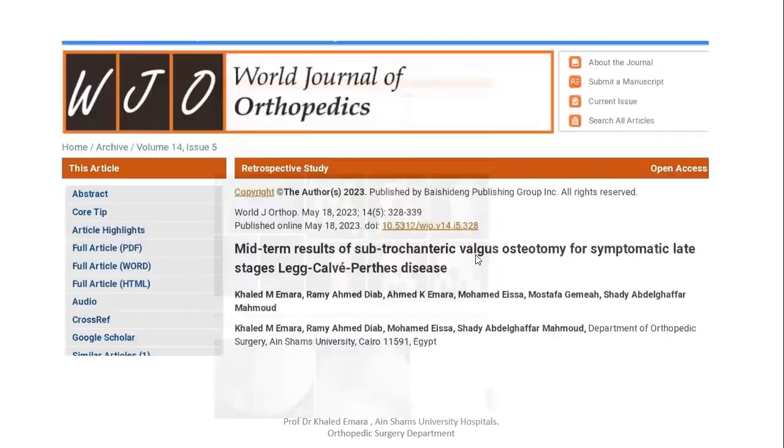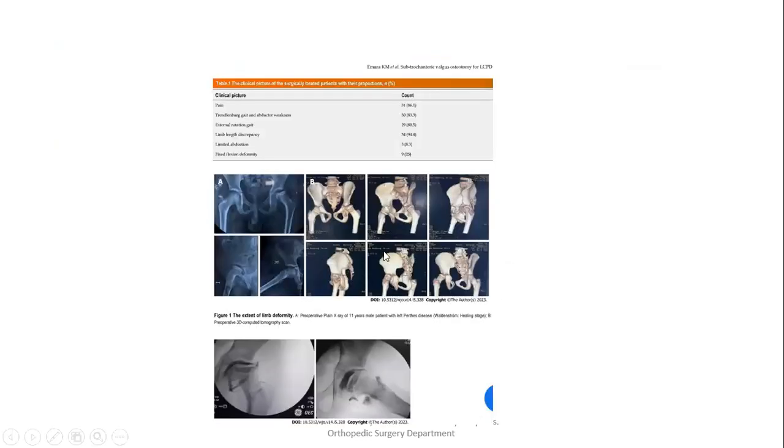As I already showed you, this paper is already published and you'll find it on the internet and on PubMed, about our midterm results of subtrochanteric valgus osteotomy in symptomatic late presentation of Perthes disease. In these patients, we do CT scan. MRI has no use in such cases because you already know the patient has an AVN and this AVN improved, and now we are treating the late consequences of the temporary cut of blood supply.